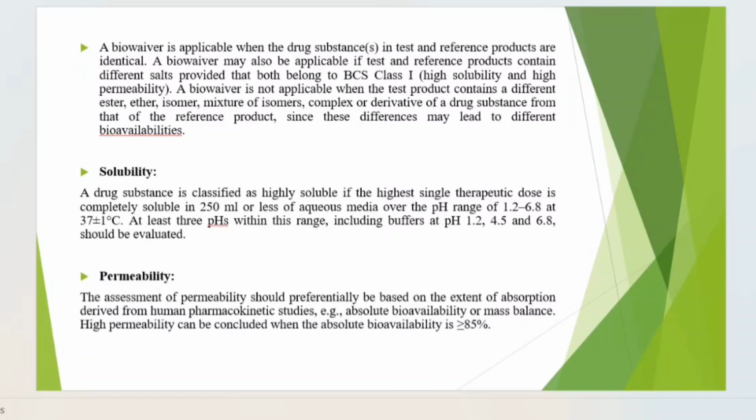So this is a permeability. In this way, the permeability is determined with the help of the external cell lines. Any doubt in this section?